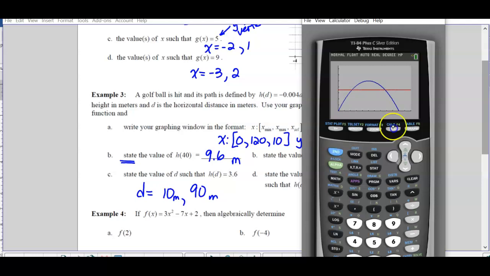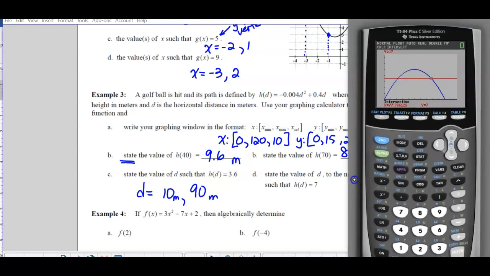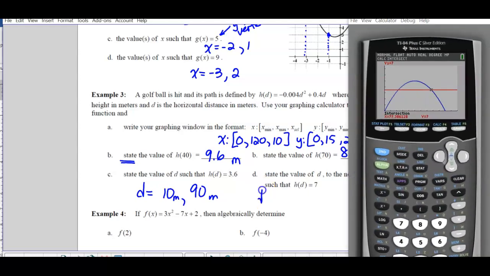So second trace, and then second trace again, and then we want to do intersect. So you can cursor down or you can just press 5. And then we want to go enter, enter, enter. And that gives you, says to round, so 77.4 to the nearest tenth. And that's the largest one. So this is d equals 77.4 meters.